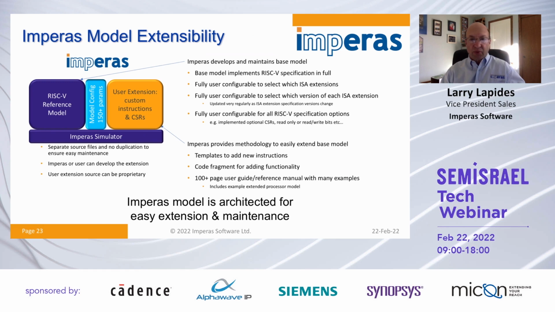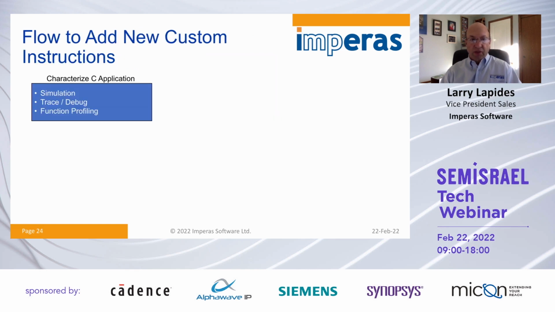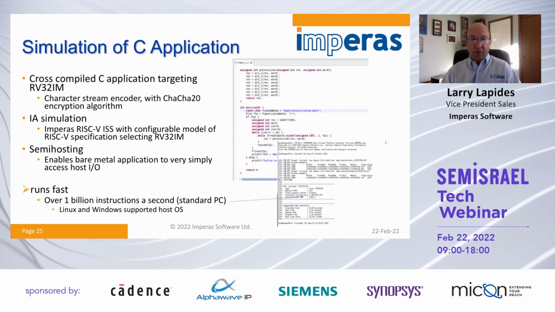So let's go into a bit more detail on adding custom instructions. What does it take to add custom instructions to the reference model? In the RISC-V world, adding custom instructions is done to optimize a specific application or set of applications, a domain. And so you're going to want to characterize the C application. You can do this with simulation of this application. So here again, you're using the reference model not just for DV, but you're also using it to run software. This is instruction accurate simulation, so it's going to run very fast.